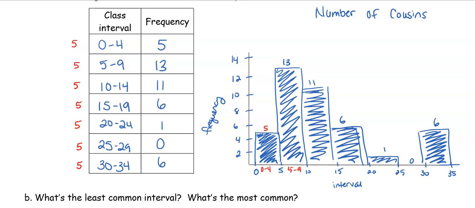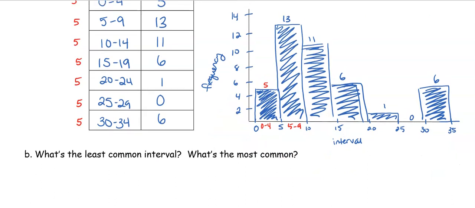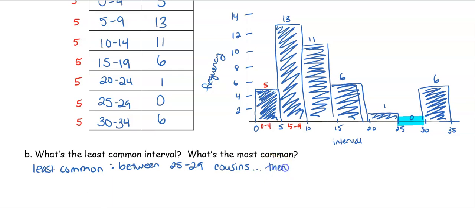Okay, so we have talked about how to create our histogram. Now let's answer some questions based on our histogram. What is the least common interval? Well, that one is really easy. The least common is going to be between 25 and 29 cousins. But then, if we look at here, no one has more than 33 cousins.